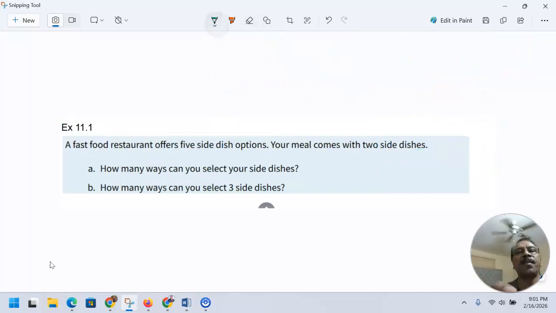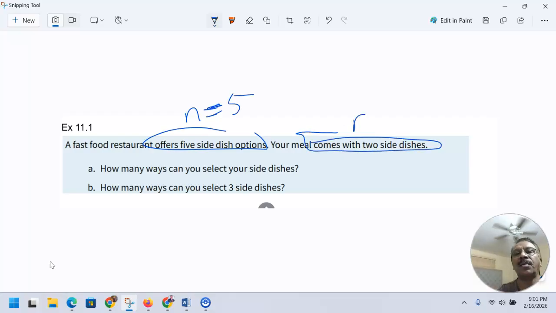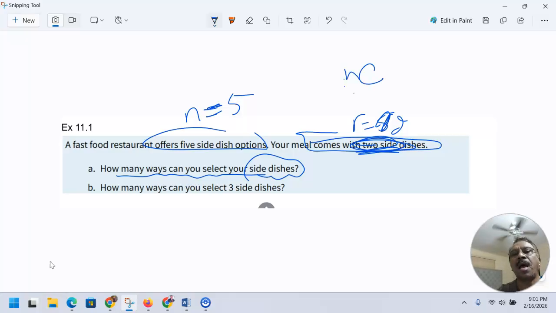What you're supposed to do is, your n, the total options you have, is 5, and you need to pick 2, so your r is 2. It doesn't matter which one you're picking, the first or the second. How many ways can you select your side dishes? So this is about two dishes, right? So your r is 2, and the number of combinations is nCr, so you put 5C2.